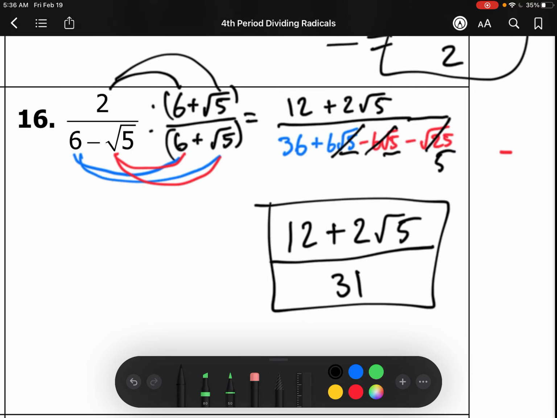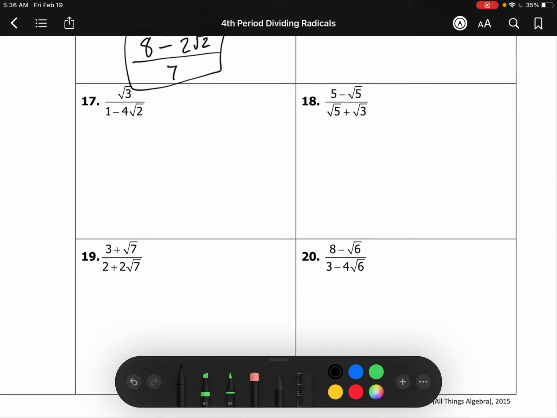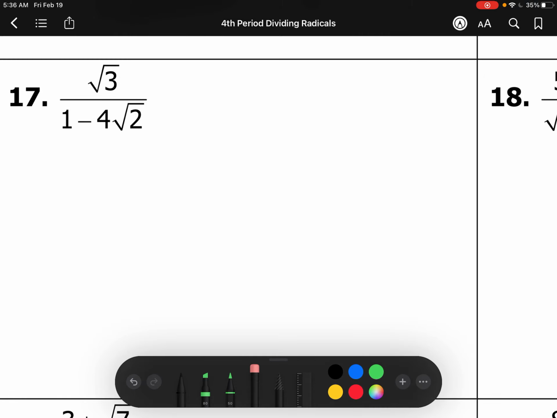So again, hope that makes sense. These are going to start getting a little more complicated. We only have 4 more left. So let me erase that here so I can write here.